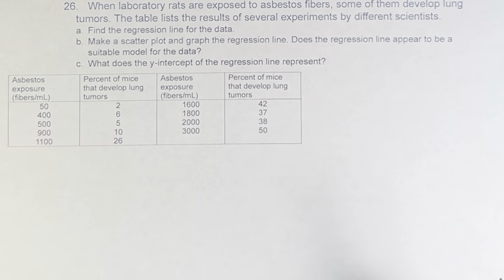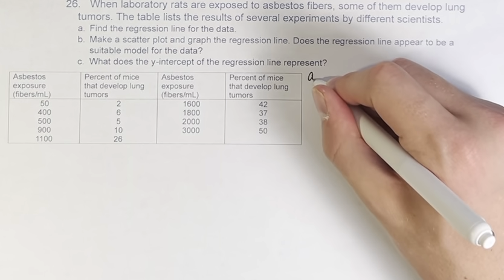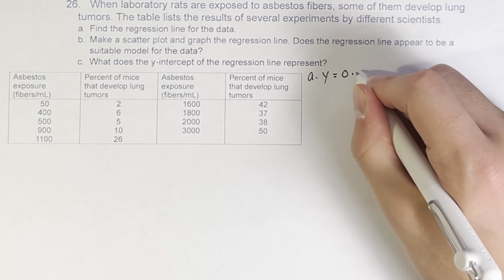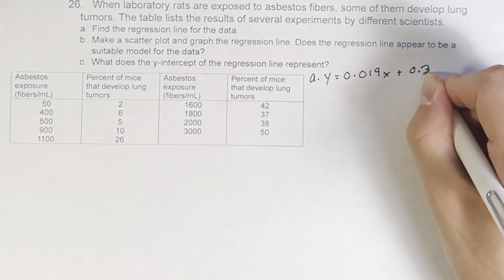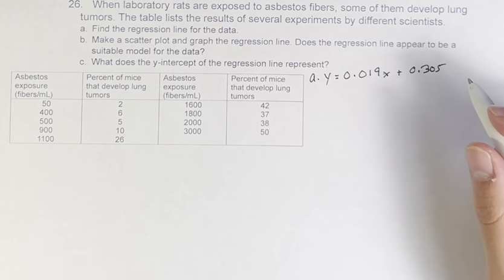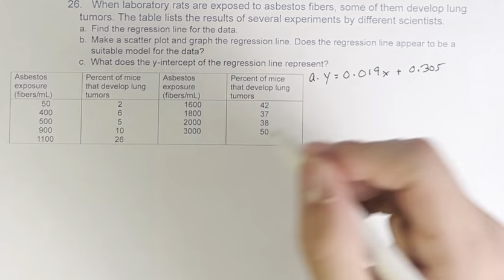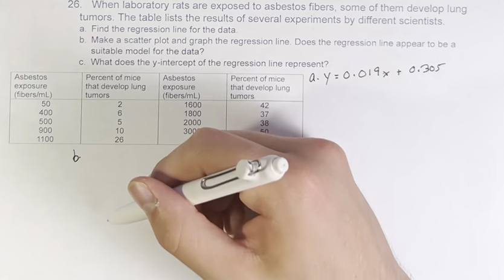The easiest way to do this is you can find it online, there are calculators to do it, or it's built into your graphing calculator. But either way, you input the points, and you're going to get y is equal to 0.019x plus 0.305, roughly. And this is the line that minimizes the distance between the line and all the points. So in B, we're asked to make a scatter plot and to graph this line in it.